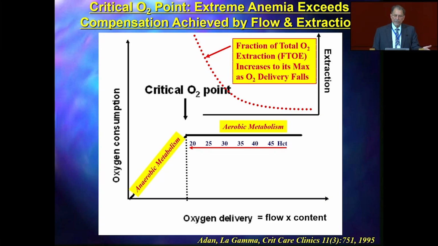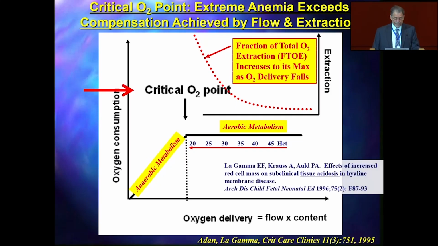And when you eclipse peripheral blood flow changes, cardiac output changes, so flow, and you eclipse, by becoming anemic, the ability to deliver oxygen and extract more, well then you hit this critical O2 point, and that critical O2 point is when you become lactic acidotic. Now it could be the whole animal, the whole body, or it could be a maldistribution of blood flow, which is an important next concept.